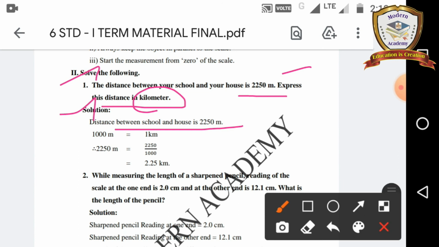So the relation between kilometer and meter is given by 1000 meter equal to 1 kilometer. Okay, so obviously 2250 meter equal to 2250 divided by 1000, which is 2.25 kilometer. Okay, so we have to divide the given number by 1000. Then only this answer will come, that is 2.25 kilometer.